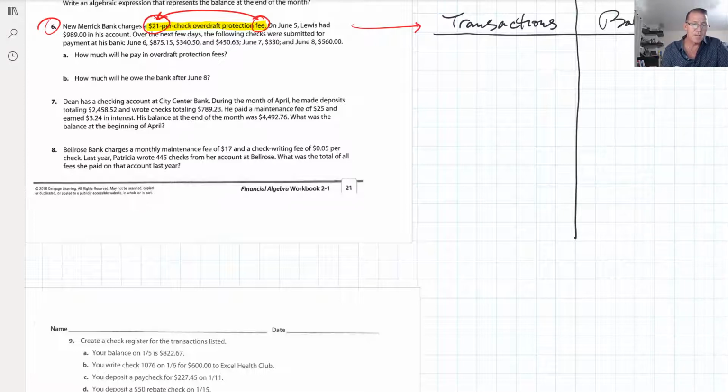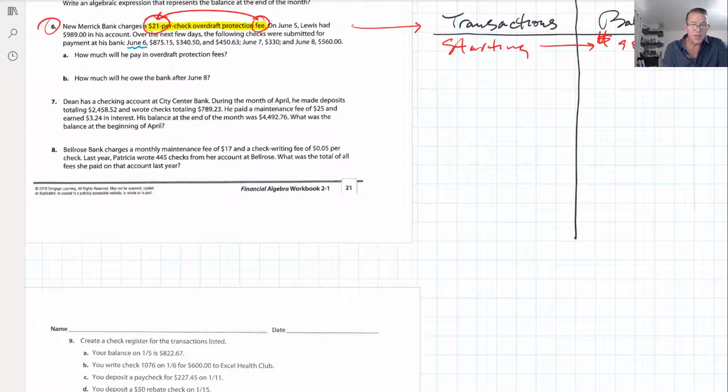So on June 5th, Lewis had $989 in his account. That's your starting balance, so let's start with that. Over the next few days, the following checks were submitted for payment at his bank. That means they've cleared. So we have a couple things going on: something happens on June 6th, and something happening on June 7th and June 8th.